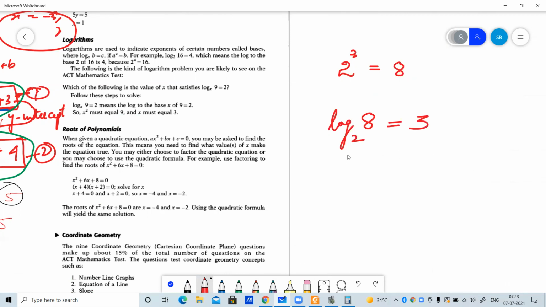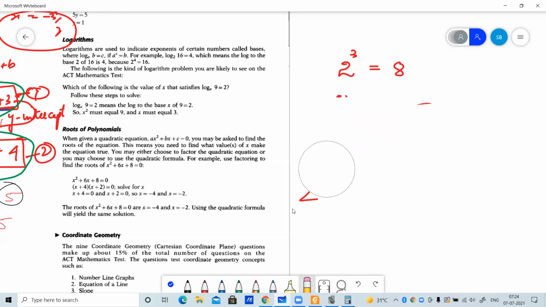This means, see, log has one number in front of it, the big one, and there's a subscript number at the bottom, 2, a very small number. So log means what power can 2, the base number, be raised to in order to get 8? 3. So that's why log of 8 to the base 2 is 3. Makes sense.